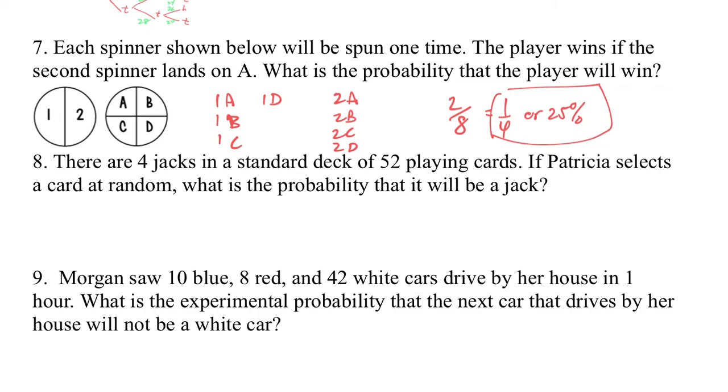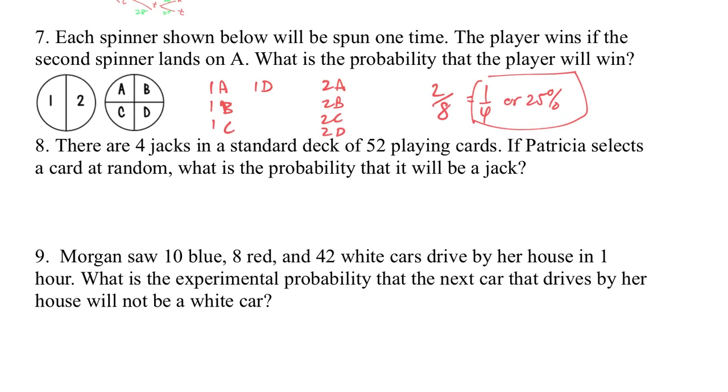Okay, there are 4 jacks in a standard deck of 52 playing cards. If Patricia selects a card at random, what's the probability that it will be a jack? Well, it's 4 out of the 52. Divide them both by 2. That's 2 out of 26, which is 1 out of 13. It's 1 in 13. There you go. Easy peasy.